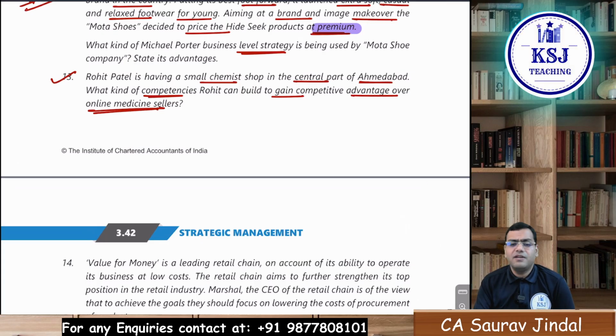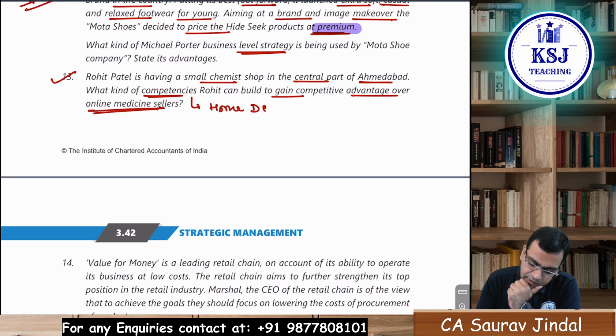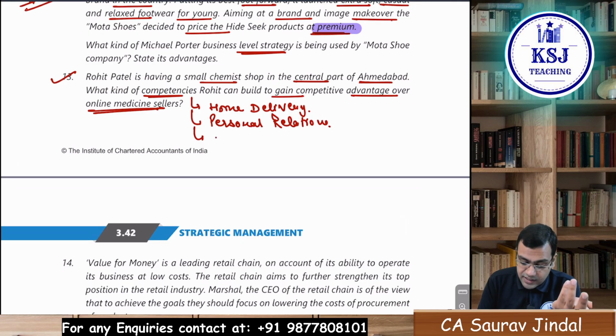Competencies means something different, the uniqueness, right? That gives you that competitive edge, something different that you are able to do from the online medicine sellers. What could be the competencies that you can do? Sir, one could be home delivery, right? Because quick home delivery, we can say. Then personal relations, same day delivery, a few hours delivery, quick deliveries.